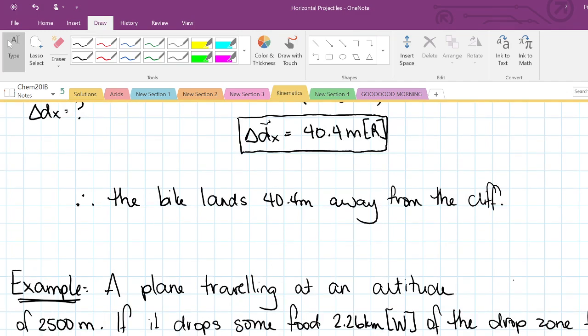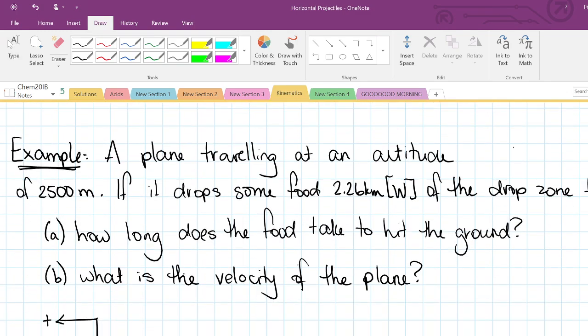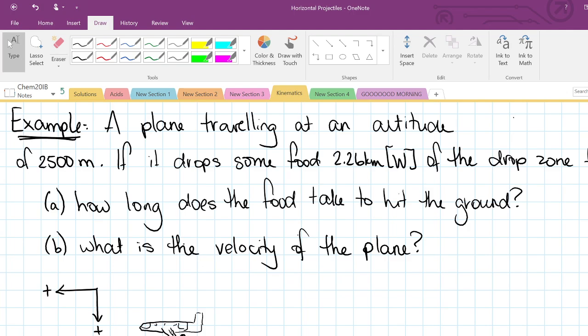Another example here, slightly different, is we have a plane traveling at an altitude of 2,500 meters. It drops some food, a care package, and the package lands 2.26 kilometers west of the drop zone. We want to figure out how long the food takes to hit the ground, and the second thing we want to figure out is the velocity of the plane.